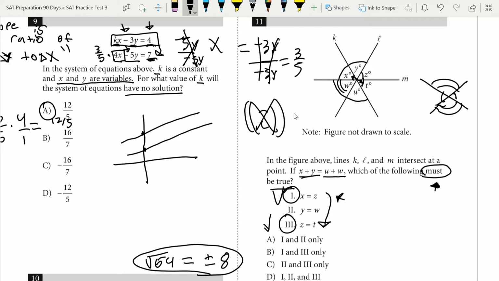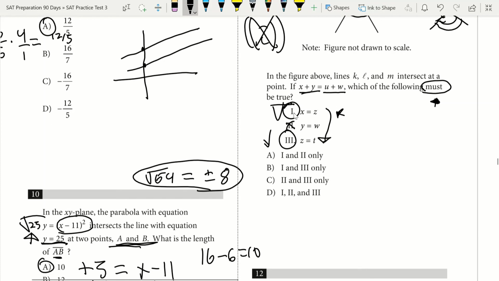Now we have y equals w. Well, we don't know if y equals w or not. It's possible that they could be equal, but they don't have to. We know that y is equal to u, and we know that x plus y has to equal u plus w, right? So since y is equal to u, we know that x has to equal w, but we don't know that y has to equal w. So 2 is incorrect. So our answer is going to be 1 and 3, which is answer choice B.